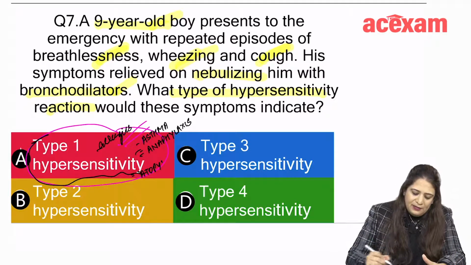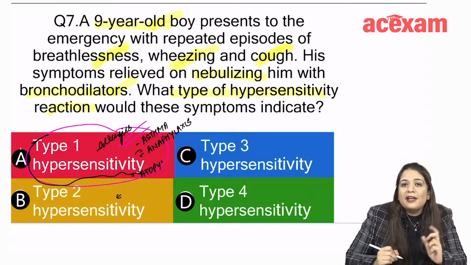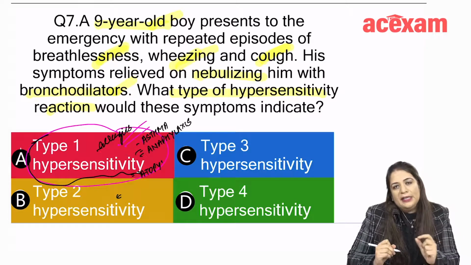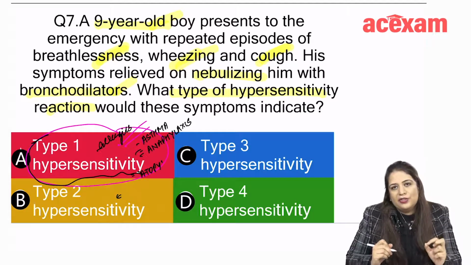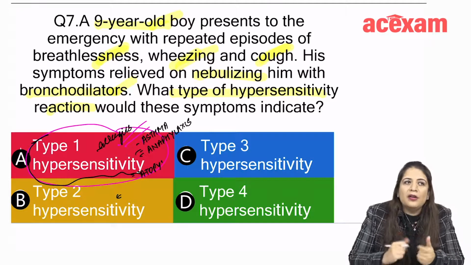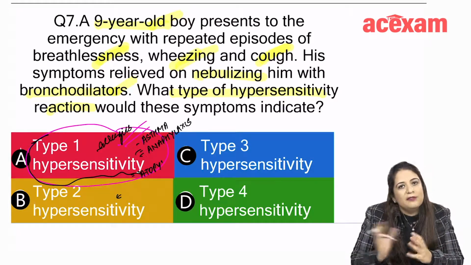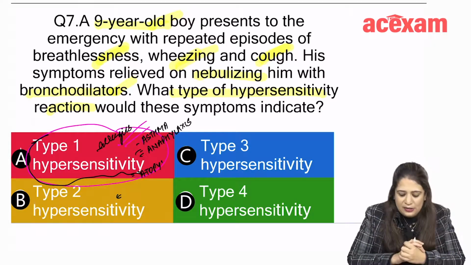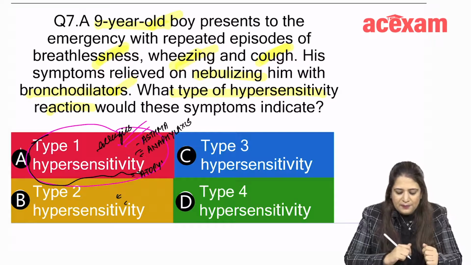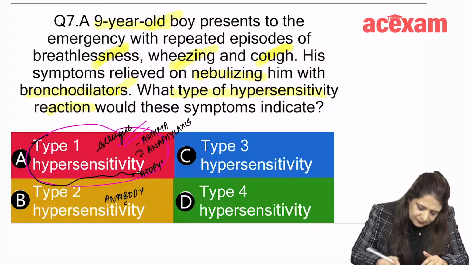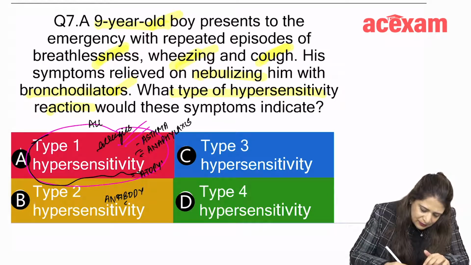Type 2 hypersensitivity reactions, on the other hand, also known as cytotoxic hypersensitivity, occur when an antibody binds to a fixed antigen present on the cell membrane. If it binds to the fixed antigen on the cell membrane, it will trigger downstream activation of different inflammatory cytokines and complement activation, which will lead to cell lysis. For type 2, I'll write here antibody, and here I will write allergies.